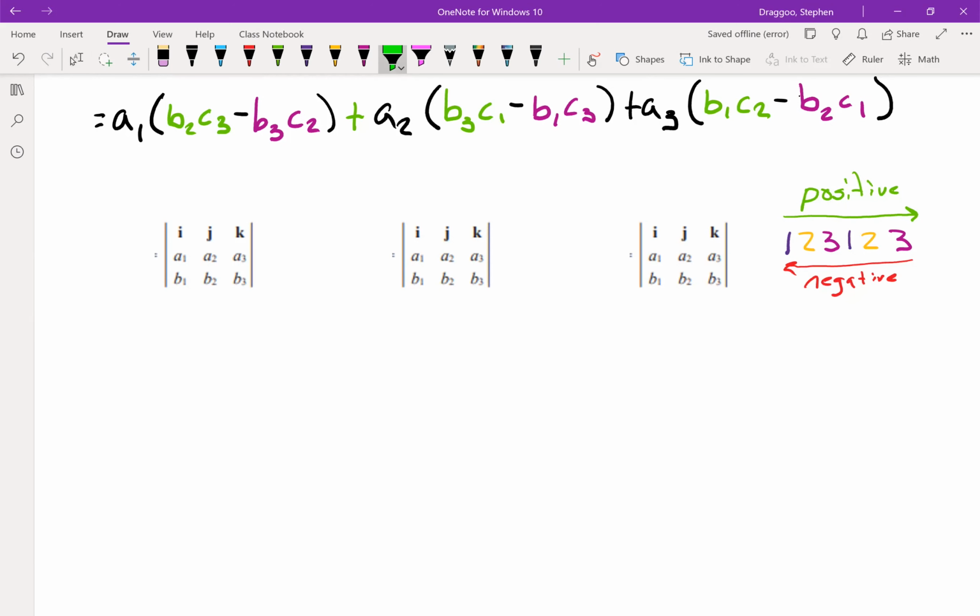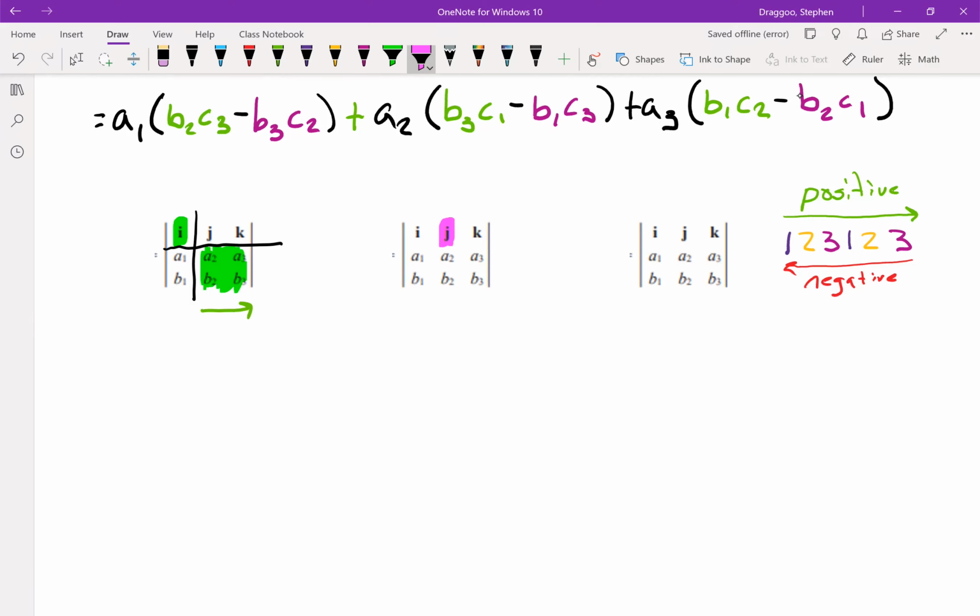In this first piece, I'm going to want to compute the I component of my cross product. If I block off the top row and the first column, because I'm looking at the I column, then I just want to take these 4 pieces in the determinant, because since I'm going positive, I want to read left to right.